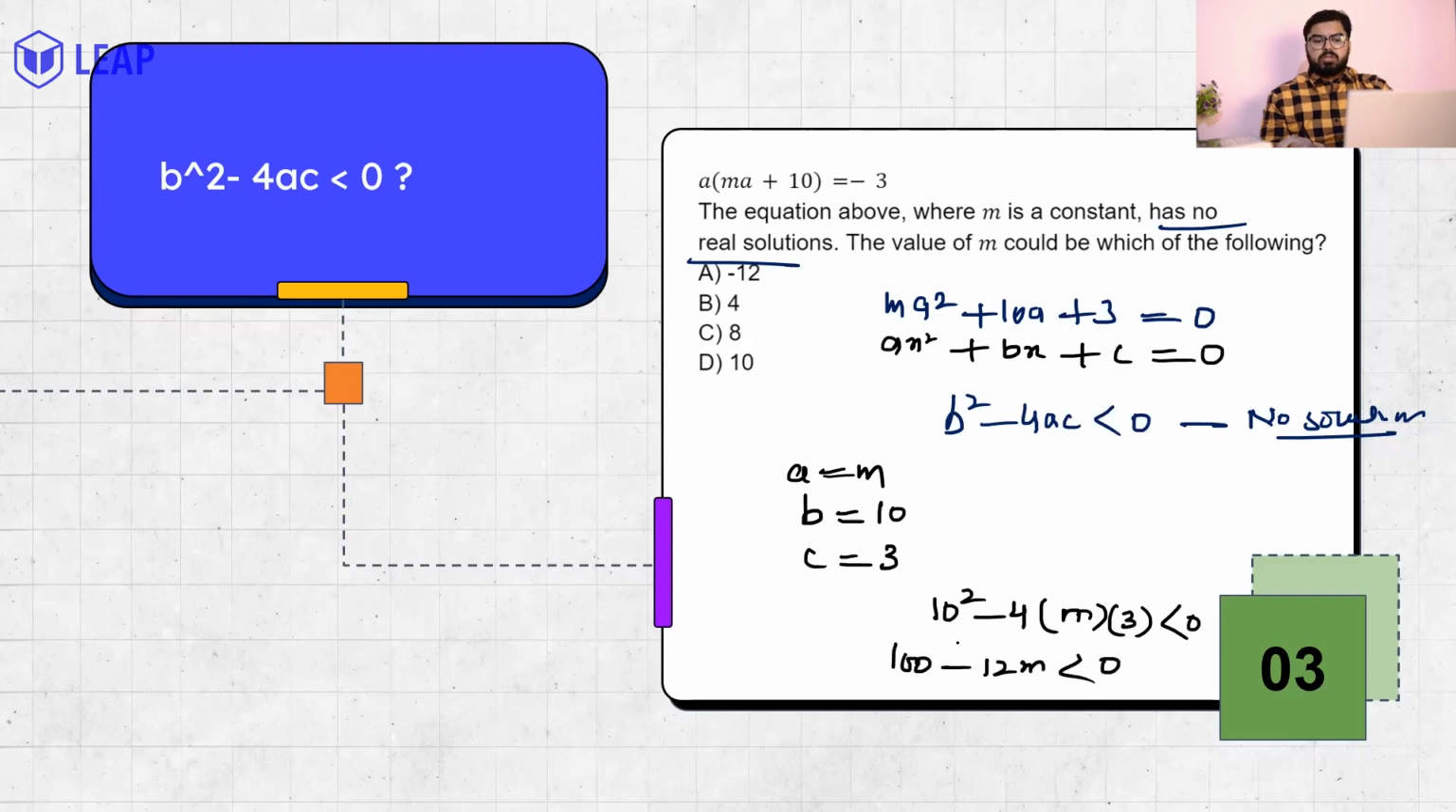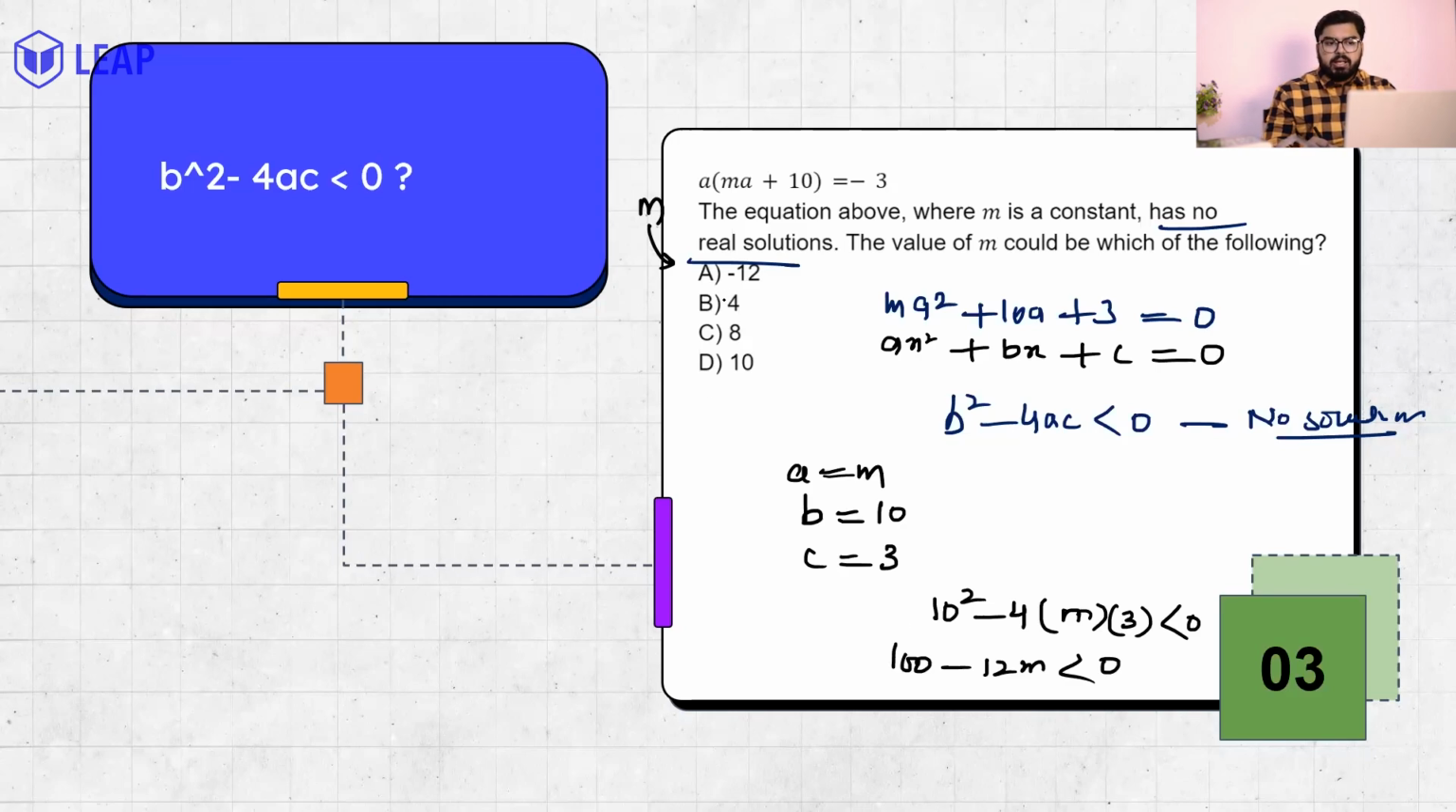If you want, you can solve for m. If you don't want, you can simply plug in the answers. Why? Because the value of m is given to you in the answers. You can plug in these values one by one and see which value of m will make this inequality less than 0.